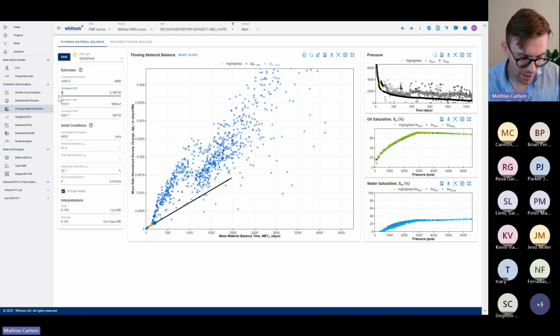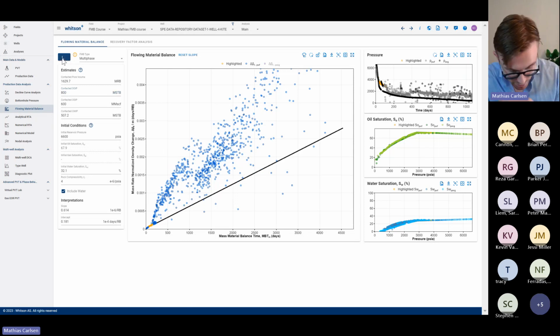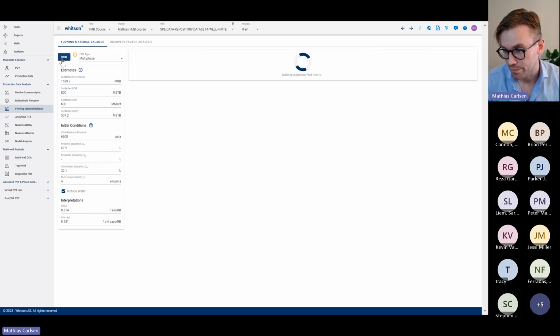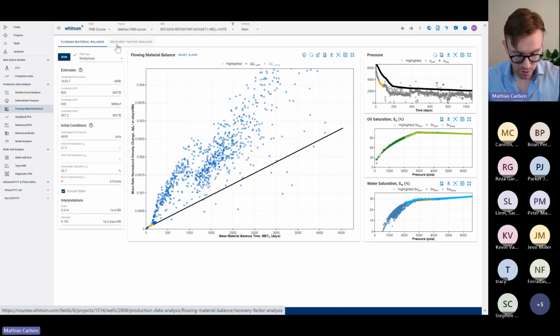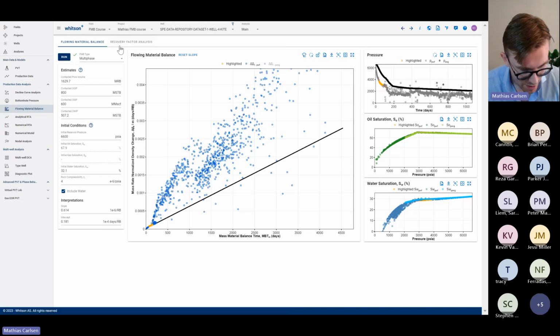So that's going to be my final answer here, and then we're going to go over to recovery factor analysis, which is the next feature right here. That's a feature that requires a little bit of training, and that's a feature that some people love and some people don't love. So that's just the way it is. That's the way the cookie crumbles, as Jim Carrey says.